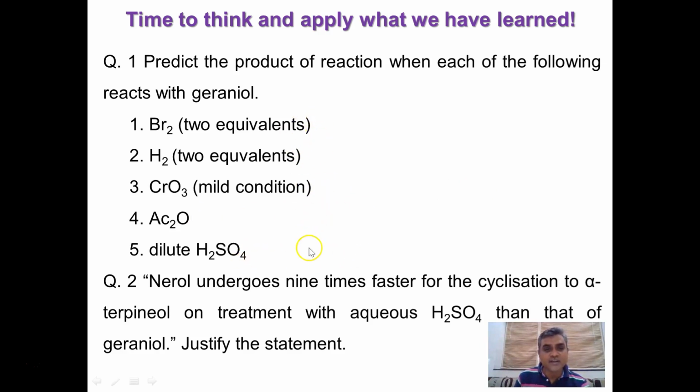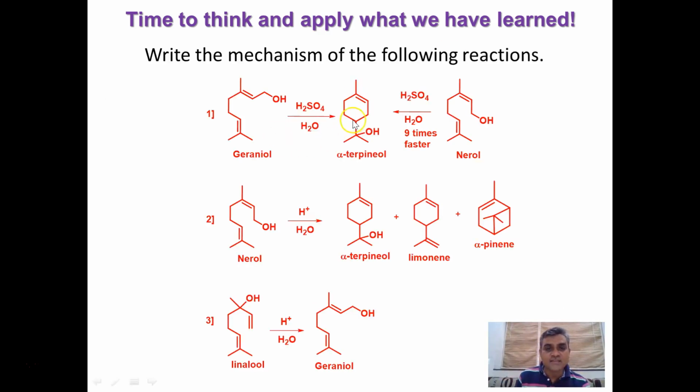So this is again a very interesting revision kind of exercise. The next problem is where we have to justify why this happens, and we have to show the structure of nerol. Nerol is a cis isomer, and therefore it reacts 9 times faster. Carbocation chemistry is involved, so one must write the mechanism of these reactions very well. And the last slide is about the mechanism of these reactions.